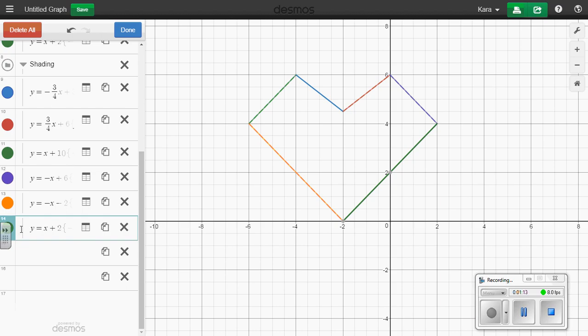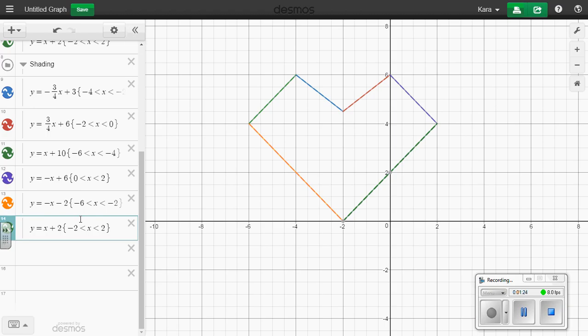Okay. The other thing I want to do is I'm going to make my shading lines all be dotted. Honestly, that is more for me to recognize where they are than anything else. You don't have to do that unless your teacher wants you to, but it just helps me to kind of see what I'm working with.